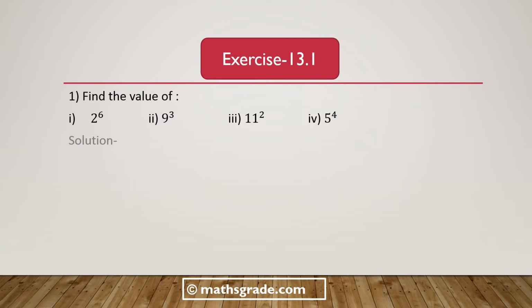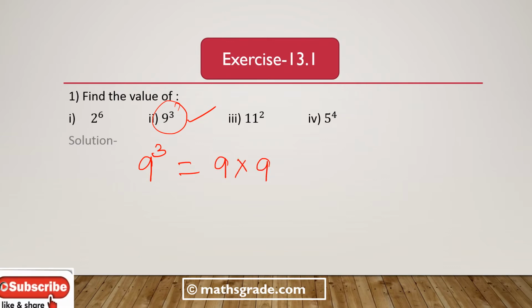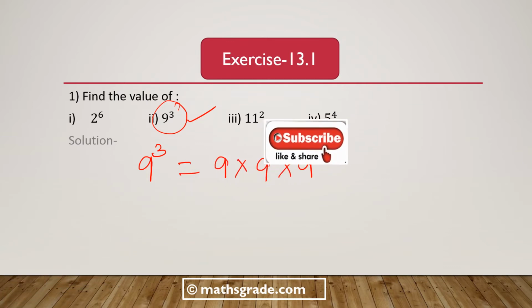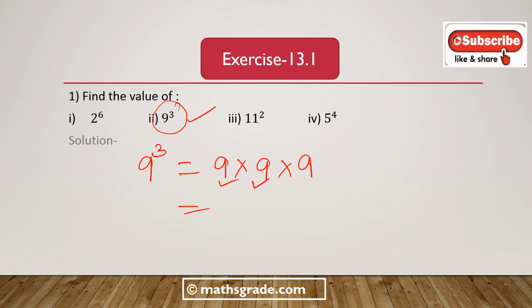Now we solve question number second bit, 9 to the power 3. Find the value of 9 to the power 3. 9 to the power 3 means we have to multiply 9 3 times. 9 multiplied by 9 multiplied by 9. 9 multiplied by 9 is 81. 81 multiplied by 9 is 729. So 729 is the value of 9 to the power 3. So 9 to the power 3 is 729.